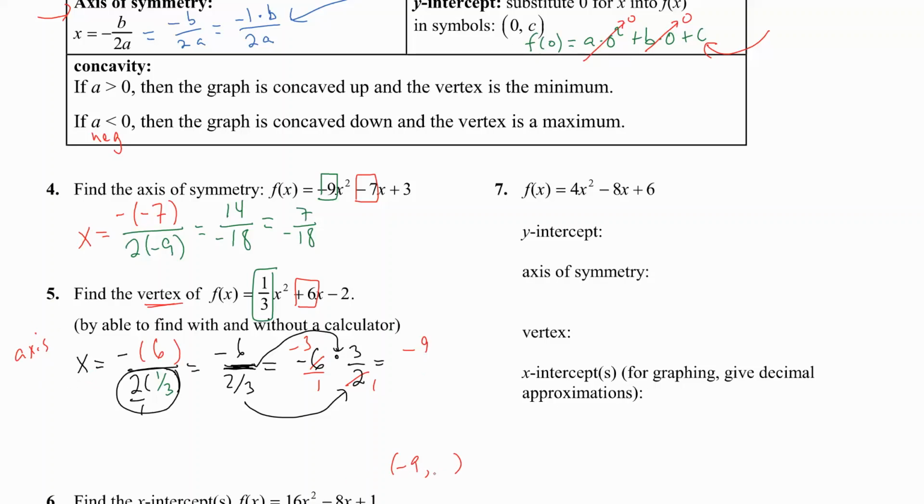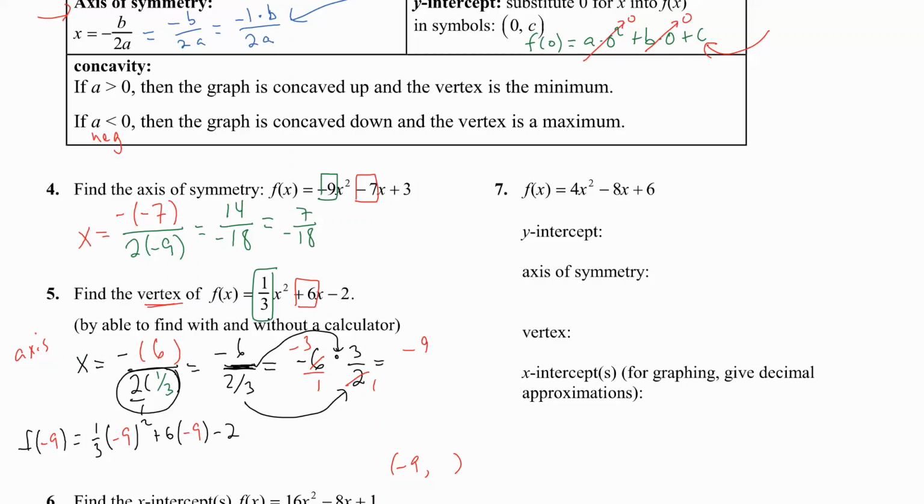Now to get the y value for any function, it doesn't matter what type of function we're dealing with, we just plug in an x value. So we'll go ahead and copy that function. So f of negative 9, it's 1/3 times negative 9 squared plus 6 times negative 9 minus 2. Okay, so all I did is plug in that negative 9.